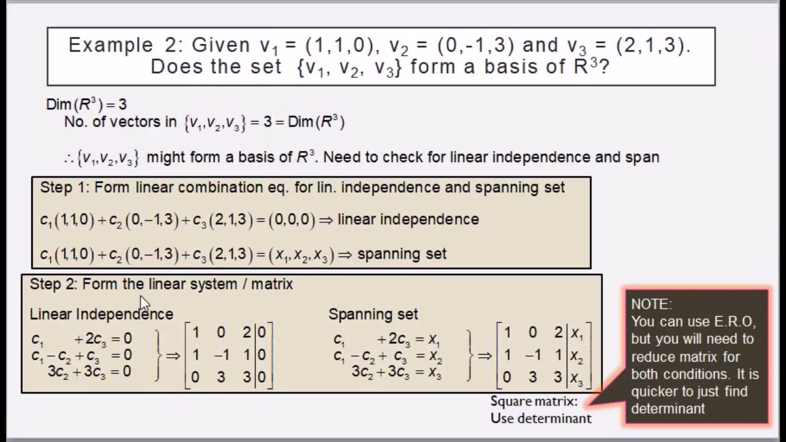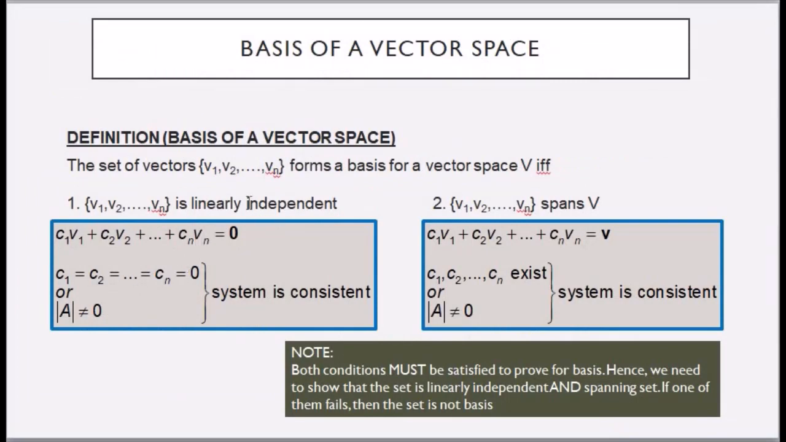Step 2, form a system of linear equations and then transform it to an augmented matrix. For linear independence, the constants are all 0. For a spanning set, the constants are x1, x2, and x3. We can use elementary row operations to reduce the matrix for both conditions. However, it is quicker to just find the determinant because to test for linear independence and span, the determinant must not equal 0.